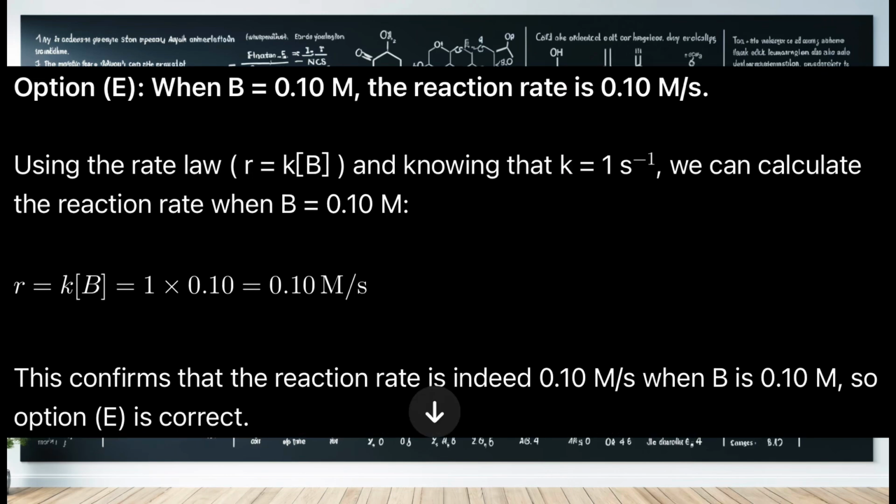Using the rate law, R equals k[B], and knowing that k equals 1 s⁻¹, we calculate the reaction rate when B equals 0.1 M. R equals k[B], equals 1 times 0.1, equals 0.1 M/s. This confirms that the reaction rate is 0.1 mol per second when B is 0.1 M. Therefore, this option is correct.